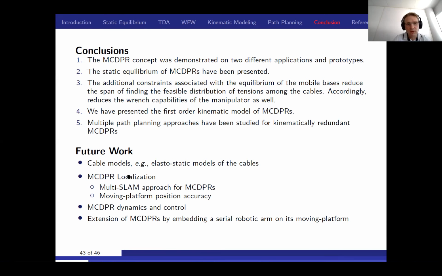And this is some ongoing work, also with some collaborators. We should also consider the dynamic behavior of those mobile CDPR for sure, mainly for high-speed motions with such a system.